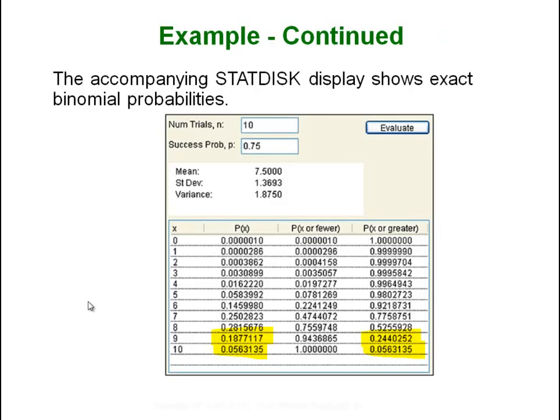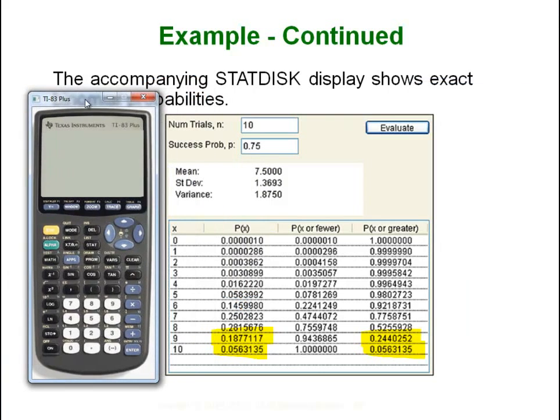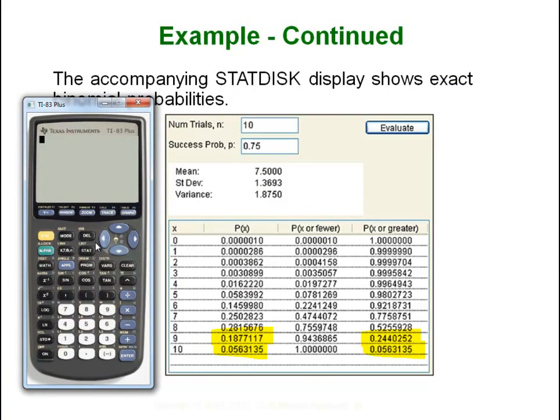Just to show you how easy it is for technology to do these exact ones, here's our calculators, right? You can go back to your distributions menu because we're dealing with the binomial distribution, and you're going to want to use the cumulative function, right? And that, remember, adds up probabilities of a binomial from 0 up to a certain point.